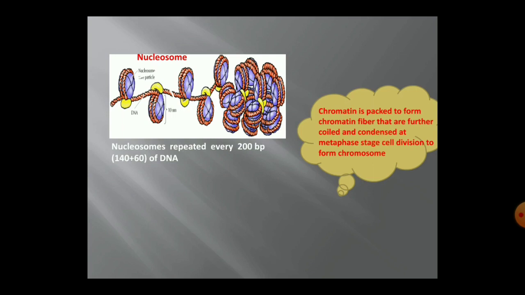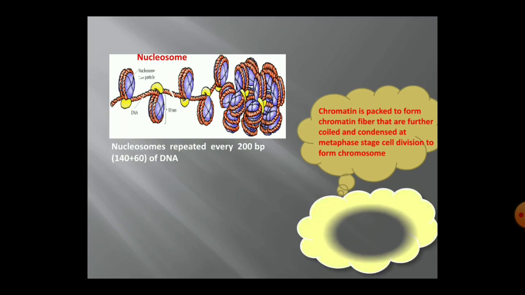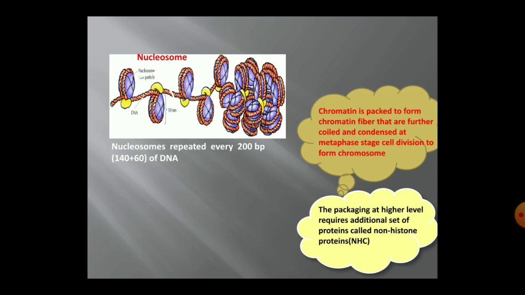And the chromatin is condensed or packed to form chromatin fiber. Look at here, this is the first level of packaging. The chromatin fiber is further coiled and condensed at the metaphase stage of cell division to form chromosomes. And remember one thing, the condensation or coiling of DNA at a higher level requires an additional set of proteins, and those proteins are called non-histone proteins. Normally, there are five classes of proteins associated with the packaging of DNA. Along with these, non-histone proteins help in the condensation or coiling of DNA within the chromosomes.